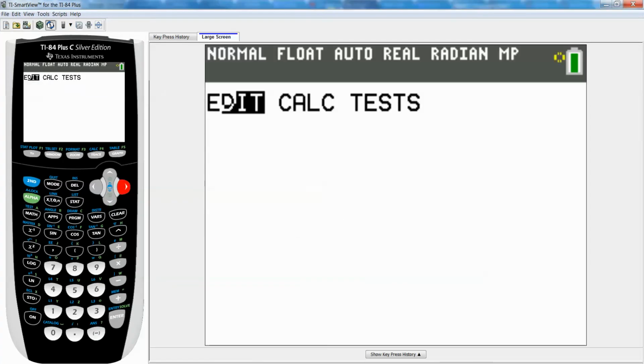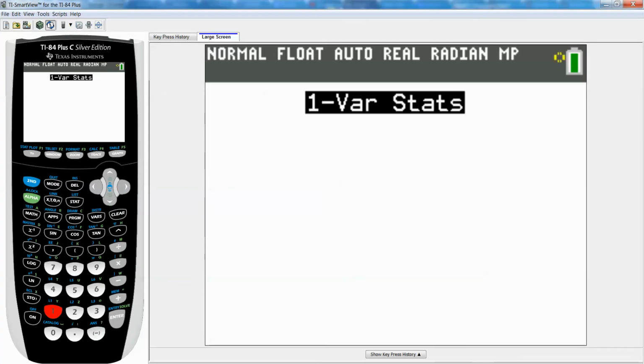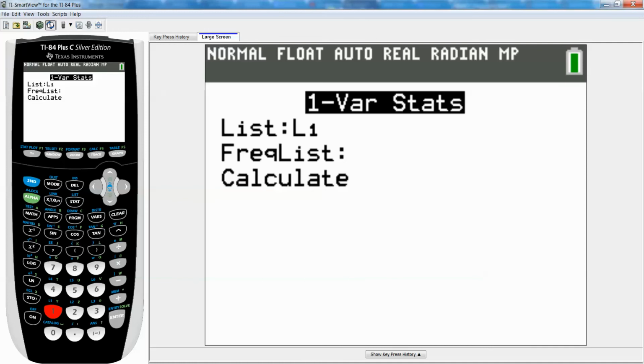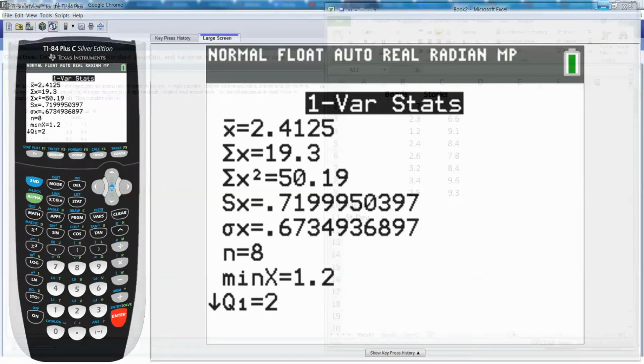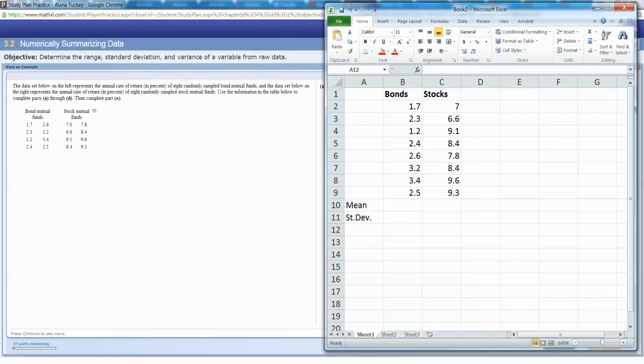Stat, then I move to the right to calculate. Pick number 1, one variable stat. I'm going to start with L1, that'll be the bonds, and I'll go down to calculate. Make sure your frequency list is blank here. And there we have it. The average was 2.4125, and since this was a sample, I want S, which is 0.719995, so 0.72. So let me write all that up, and I'll be right back.